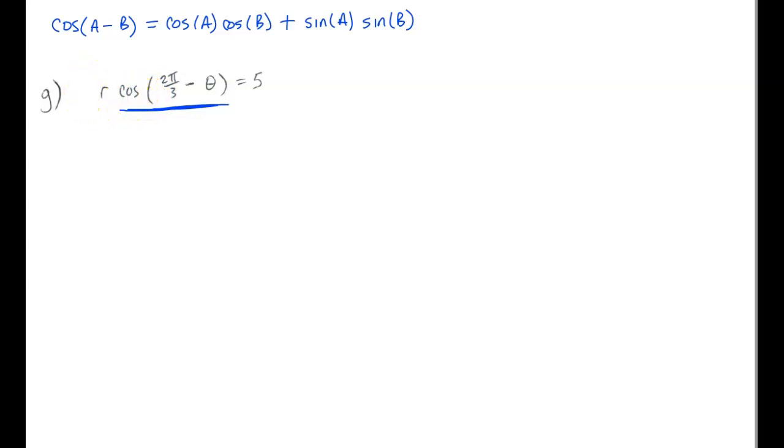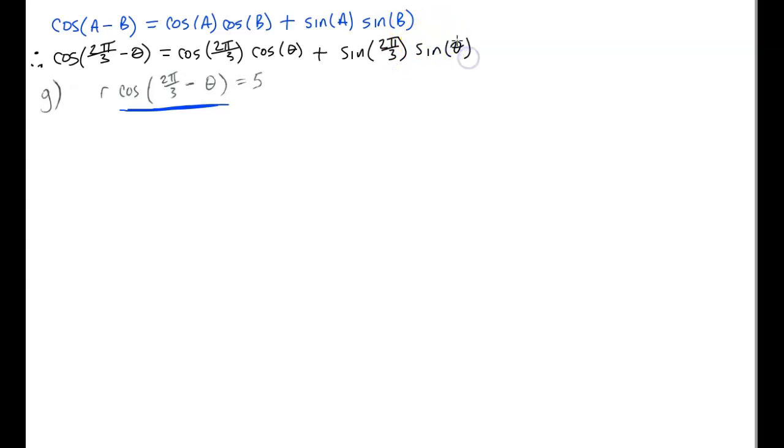And so because of that, that lets us know here, and I'm just going to go ahead and write it up here, that cosine of 2 pi over 3 minus theta is going to be equal to cosine of 2 pi over 3 cosine of theta plus sine of 2 pi over 3 sine of theta, okay?